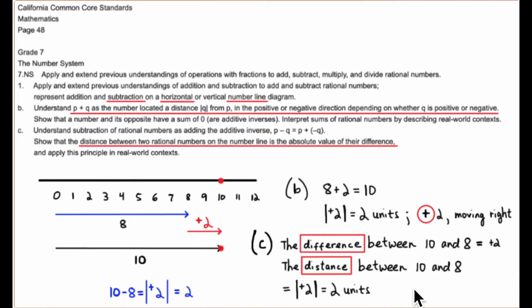Now, if I said to you, what's the difference between 8 and 10? They're still 2 units apart. So the distance that they are apart is the absolute value of the difference. But the difference in this case is negative 2, because you're moving 2 units to the left to get from 10 to 8. So that's a negative 2 unit. What's the difference between 8 and 10? Negative 2, because you're moving 2 units from 10 to 8 in the negative direction. What's the difference between 10 and 8? Positive 2, because you're moving from 8 to 10 in the positive direction.